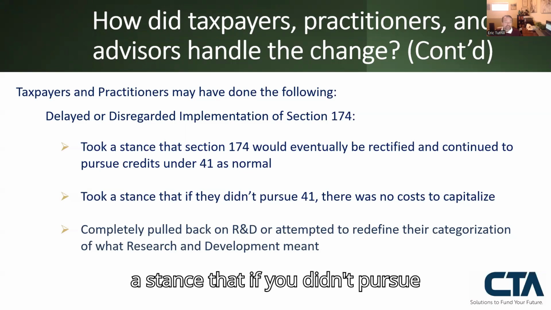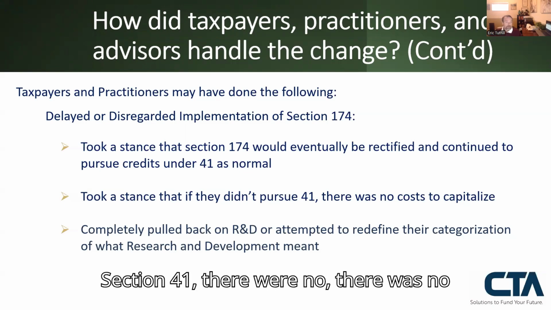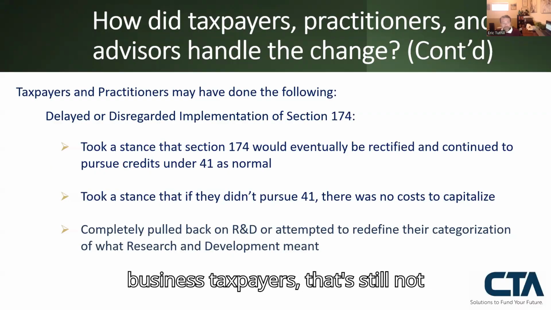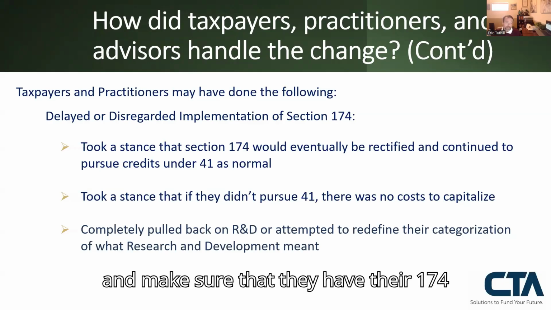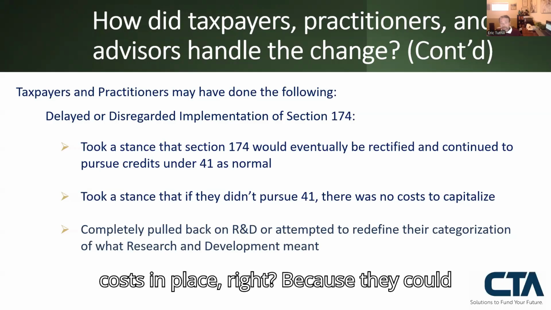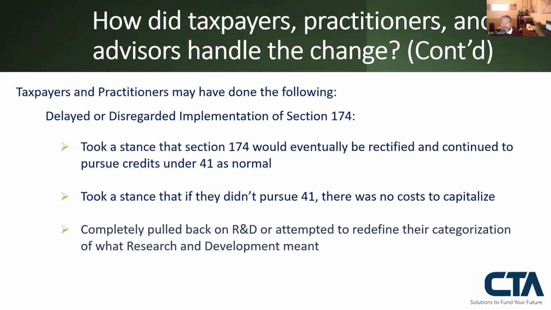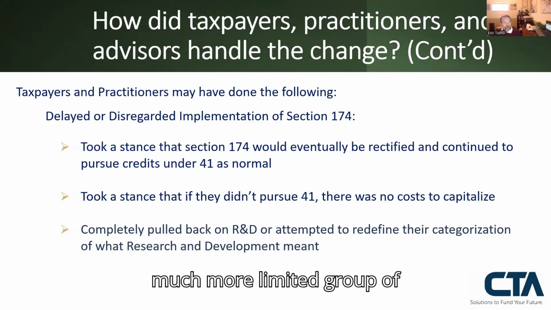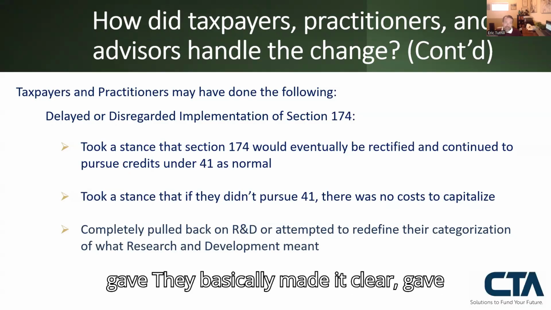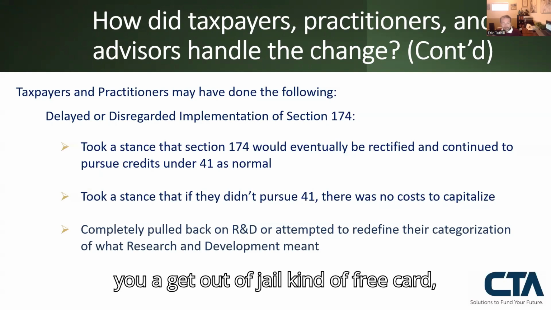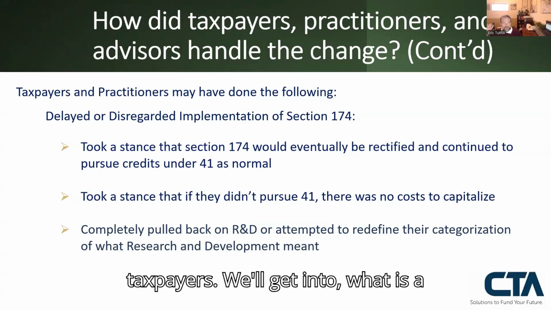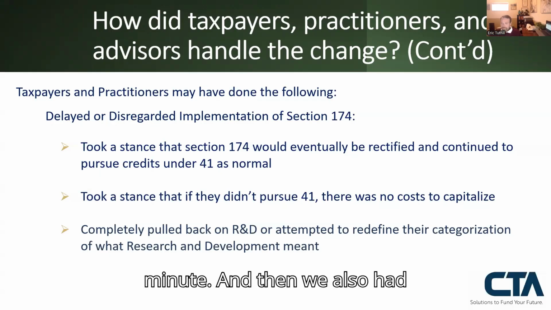You can take a stance that if you didn't pursue Section 41, there was no cost to capitalize, which wasn't really true. And especially for the large business taxpayers, that's still not true. They still have to go back there and make sure that they have their 174 costs in place, right? Because they could potentially come under an audit for those particular ones. Now, it's a much more limited group of taxpayers that applies to. But the cool part is they basically made it clear, gave you a get out of jail free card, if you will, for the small business taxpayers. We'll get into what is a small business taxpayer, et cetera, in a minute.